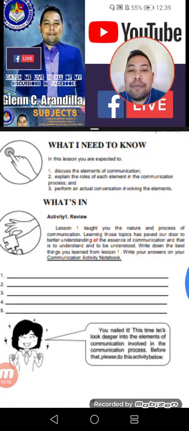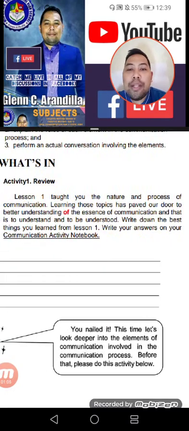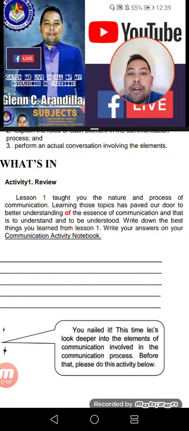In your separate notebook, this is for Lesson 2, first activity. Activity 1: Lesson 1 taught you the nature and process of communication. Learning those topics has paved the door to a better understanding of the essence of communication, and that is to understand and to be understood. Write down the best things you learned from Lesson 1. Write your answers on your communication activity notebook.